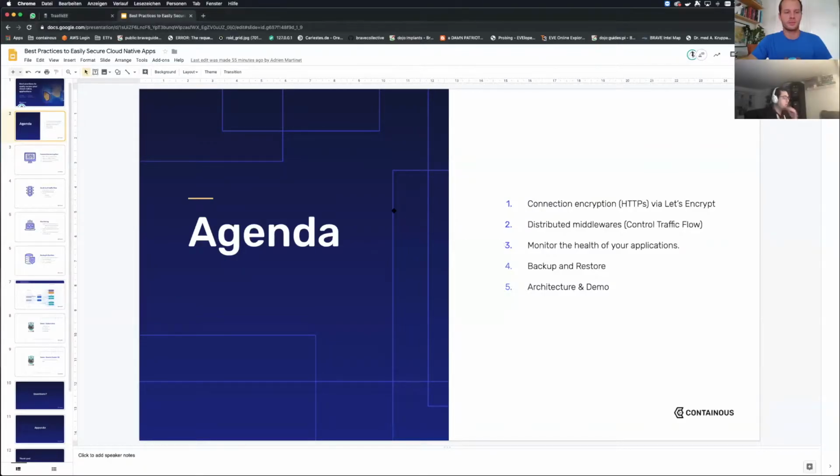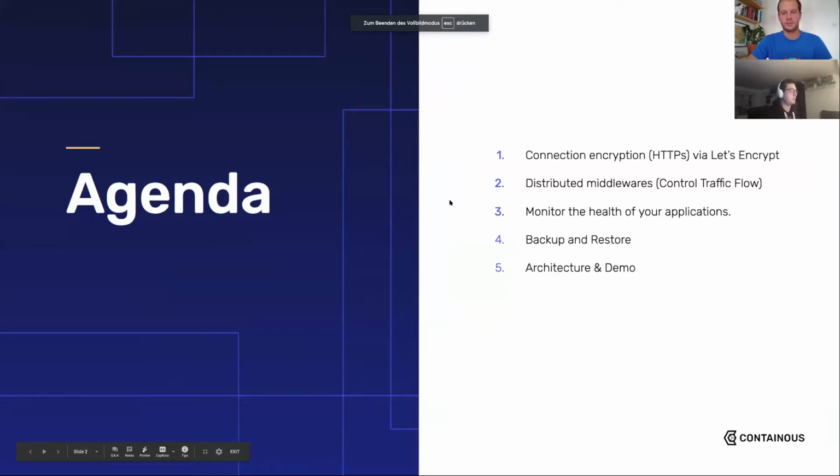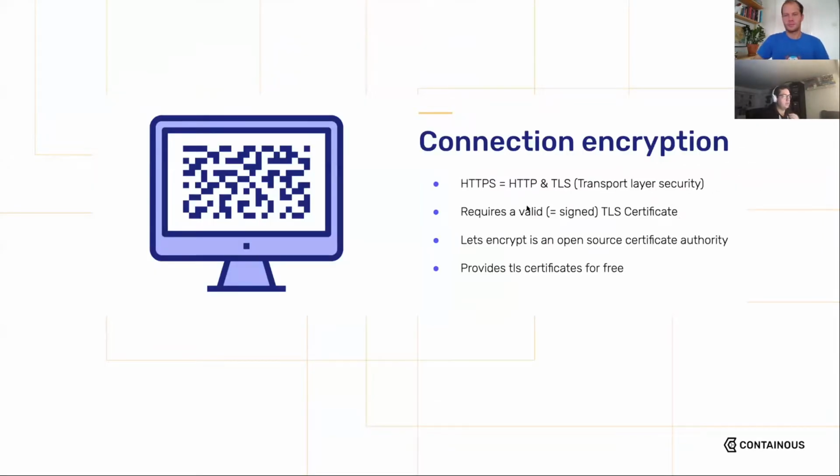Here we go. So that should be visible. As Adrian already mentioned, those are the five points we will try to go over today. And I will start with the first, which is to encrypt the connection you have going over to your microservices.